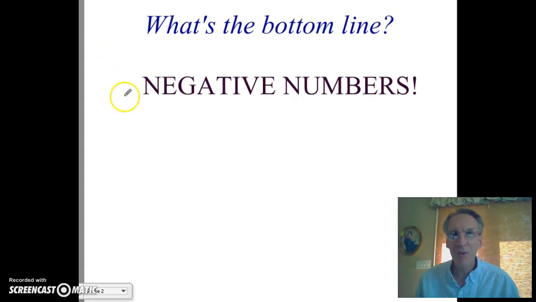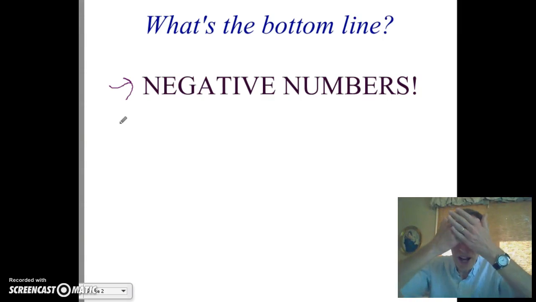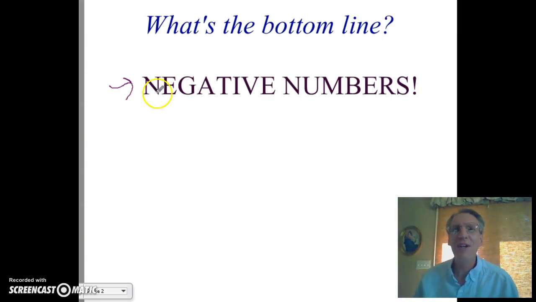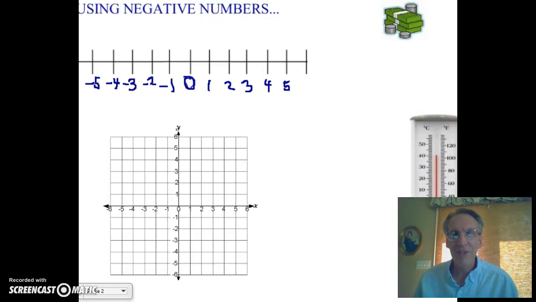As you see on the screen, we're going to do negative numbers right now. Some of you are thinking, oh no, negative numbers, I'm going to run away and hide. Okay, calm down, it's okay. We're going to get through this, negative numbers. There are different ways of looking at negative numbers that are helpful.